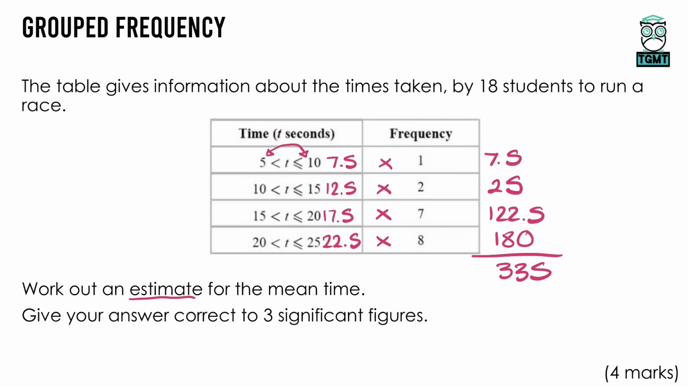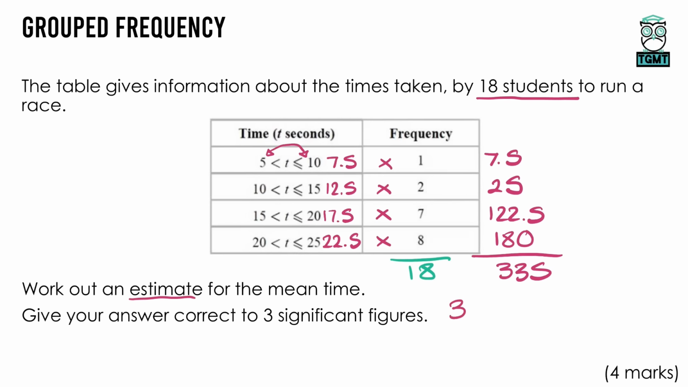So to estimate the mean here, we want to divide the total by how many people there are. Now this particular question does tell us up in the words that there were 18 students. However, if it didn't tell us that, we would just add up the total frequency, and that tells us that there's 18 people.